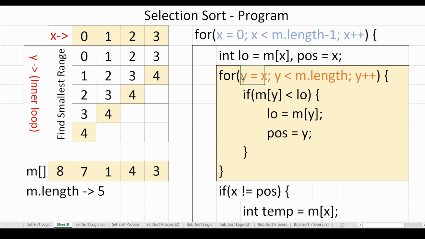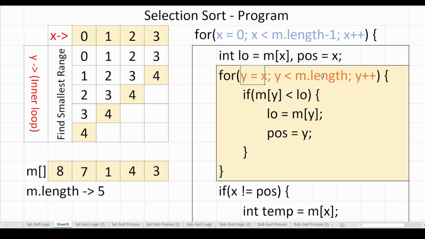We write it this way. We say y is equal to x. It is starting from x. Y is less than m dot length. This means it will go up to the last element, and y plus plus. So the two loops we had decided, and it is going to be a nested loop. We had decided that also.